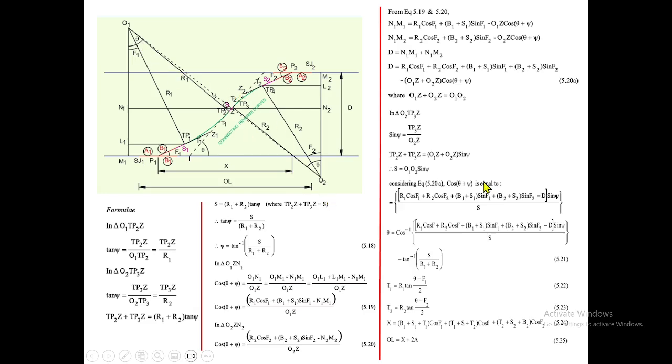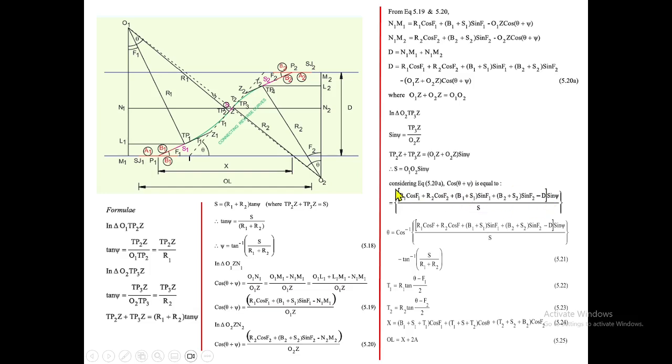This here also we take. So TP2 is equal to O1 Z plus O2 sin psi. Okay, so this is an equation. In that, TP2 Z, TP3 Z equal to S. So S equal to O1 O2 sin psi. So what do we want? We want to know O1 Z. So O1 O2 equal to S by sin psi. So wherever we have O1 O2, we have to substitute with S by sin psi.